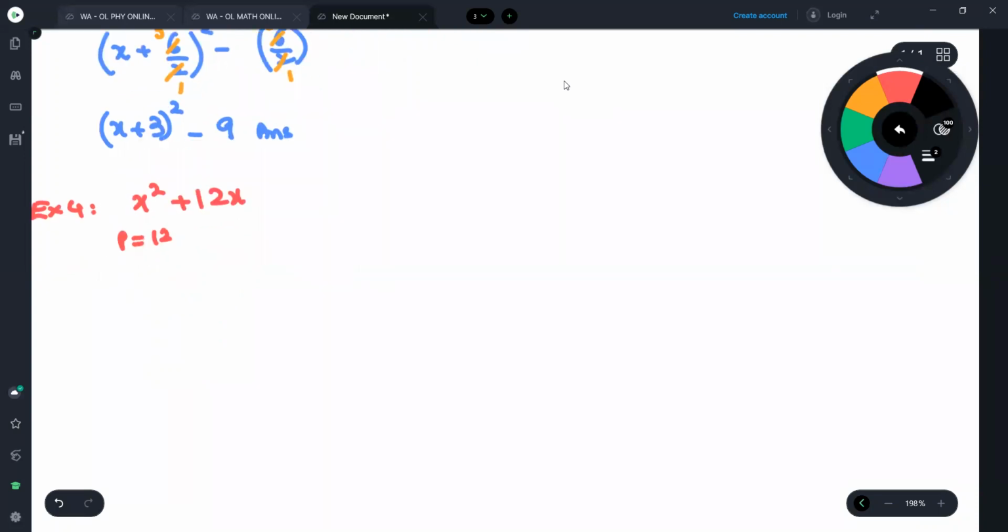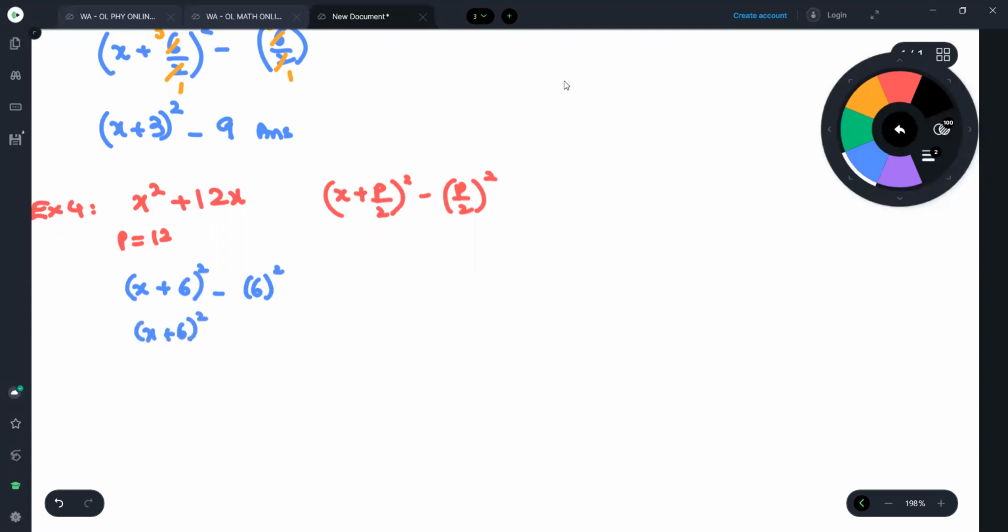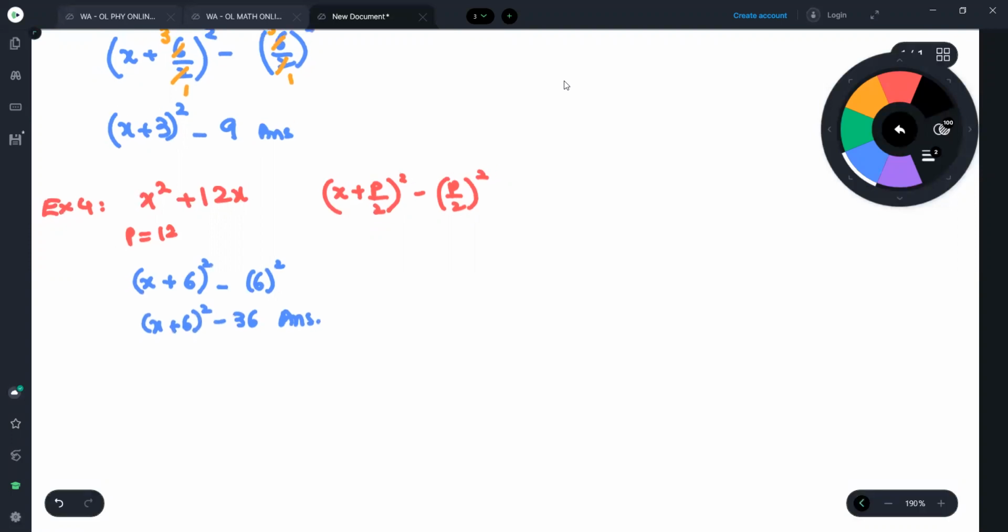Write down the formula. It is x plus p upon 2 whole square minus p upon 2 whole square. So it's going to be x plus 6 whole square minus 6 square, which will be 36. x plus 6 whole square minus 36 is my answer. Yes or no? Yes, sir.